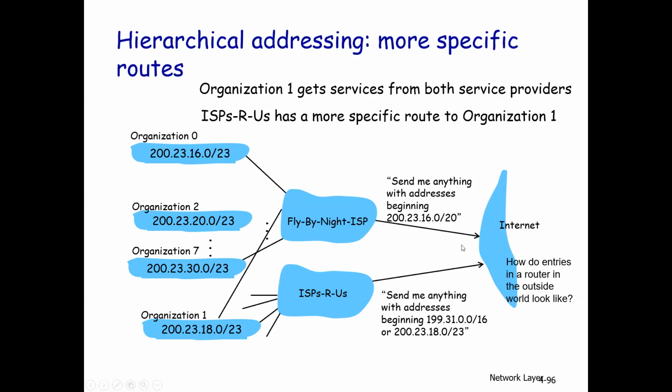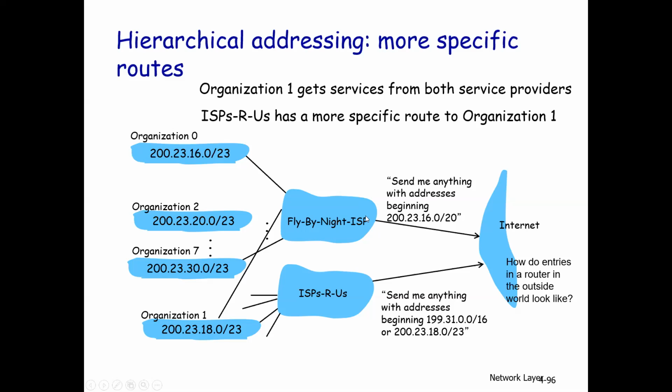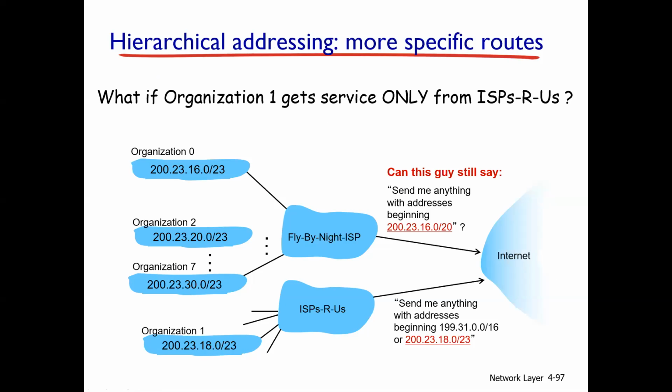Okay? Now, as you go up, how do entries in the router look like? So basically, this is exactly what you'll have. This table here is going to say that anything beginning with this, you're going to send to this particular fly-by-night ISP. Within the fly-by-night ISP router table over here, anything beginning with this is going to go to organization 0. Anything beginning with this is going to go to 2, and so on. Anything beginning with this is going to go to 1. Inside this one, you're going to have two things: anything beginning with this or this. These two are going to be available over here. Now here, if you have something like this, then this ISP will say, send me anything beginning with this or this.